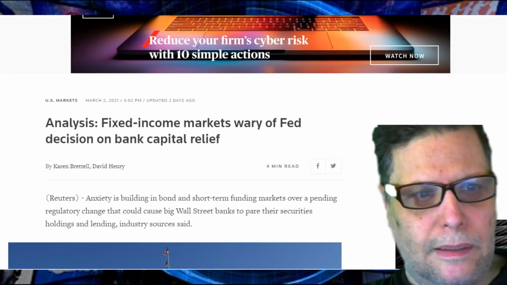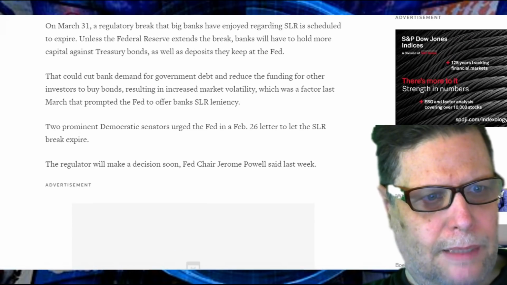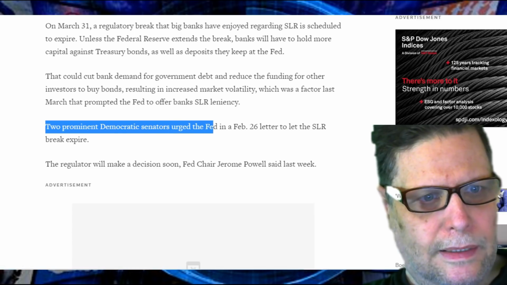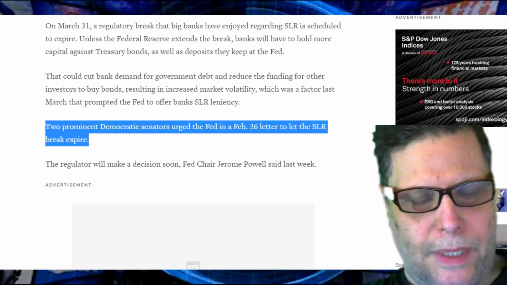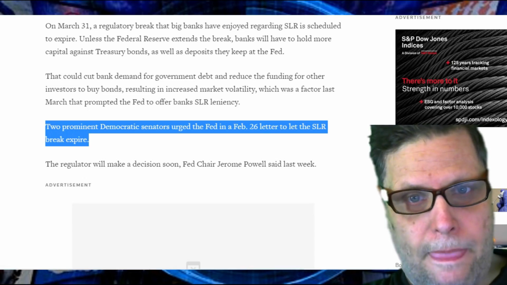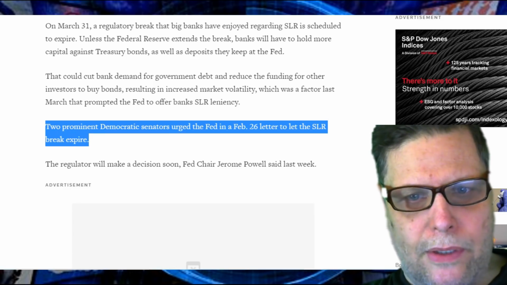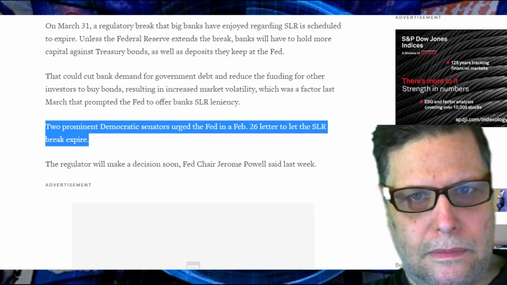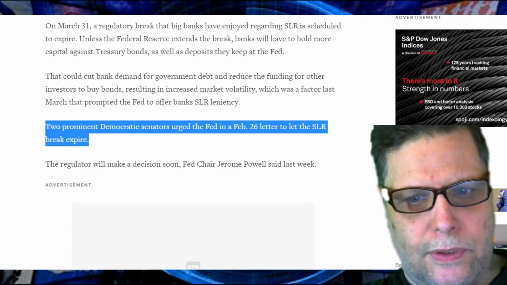Where did it say here? Let me see if I can find it. It says 2 prominent Democratic senators urged the Fed in a February 26 letter to let the SLR break expire on March 31st. And the Fed just might. But what would be the result of that? The result would be that the banks are going to pare their balance sheets down. And this could have a tremendous negative effect upon markets.